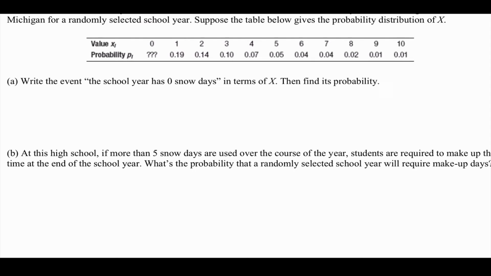So the question says, write the event, school year has 0 snow days in terms of x, and then find its probability. So all of these are x values. They're all random variables. Can't have more than 10, can't have less than 0.